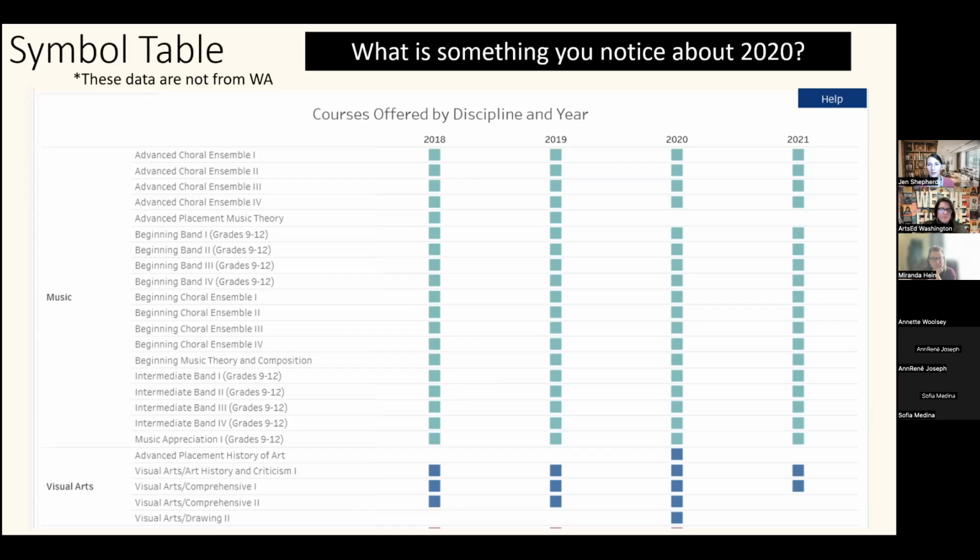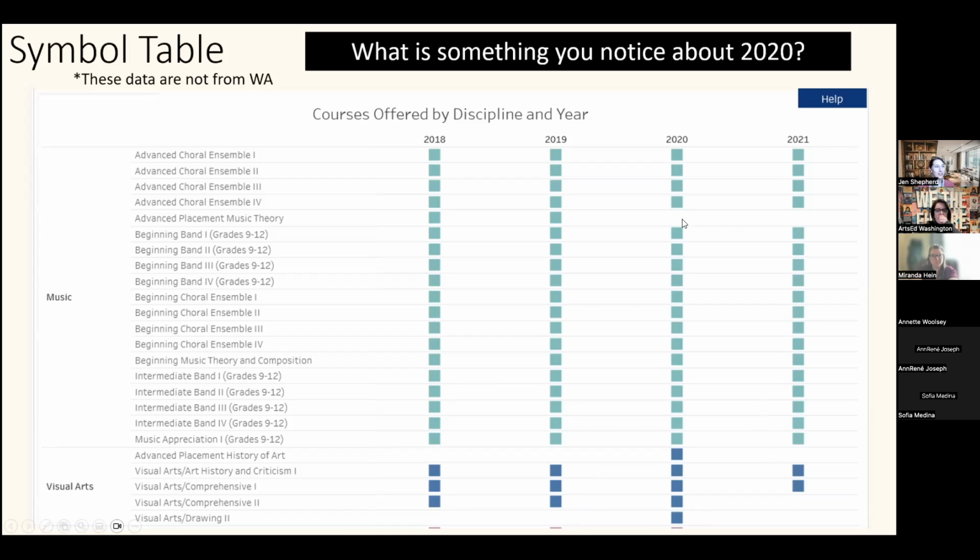Visual arts prominent, more visual arts. That is true. So if we look at 2020, we picked up a new course here. This advanced placement history of art didn't used to be offered, and now it is as of 2020, or rather it was in 2020 and then not again for 2021. So that's probably an interesting story. We also picked up visual arts drawing too. Wasn't offered before, started being offered, and then it wasn't offered again.